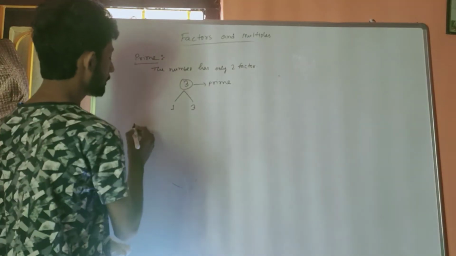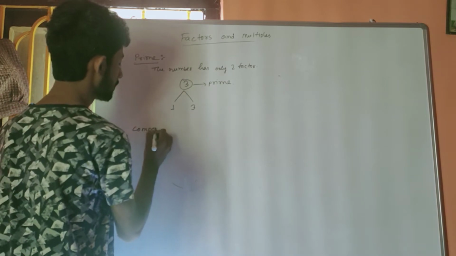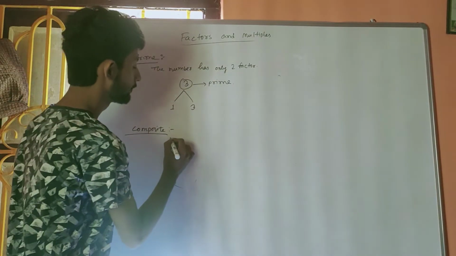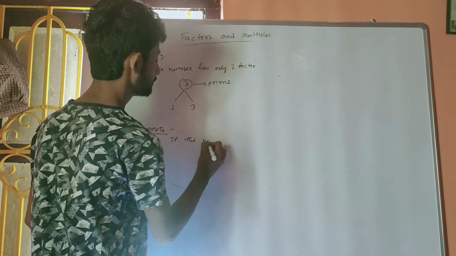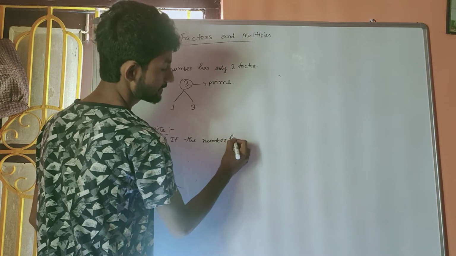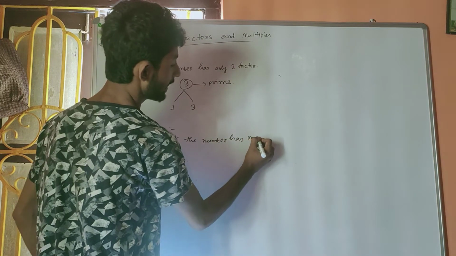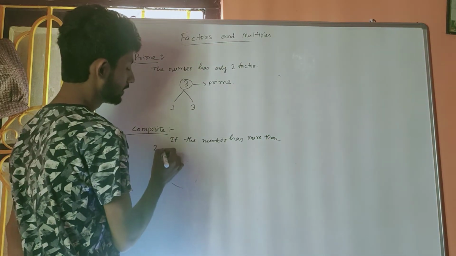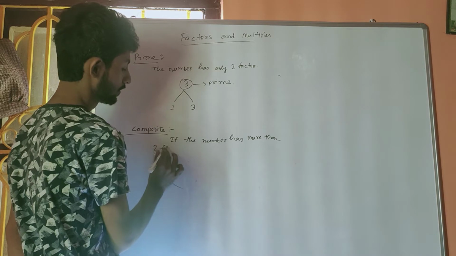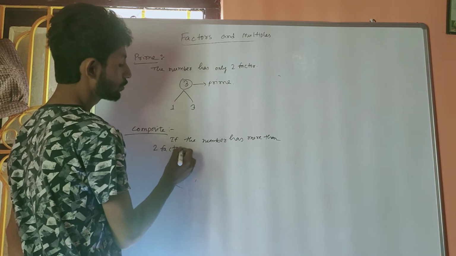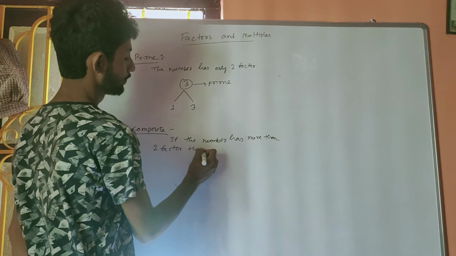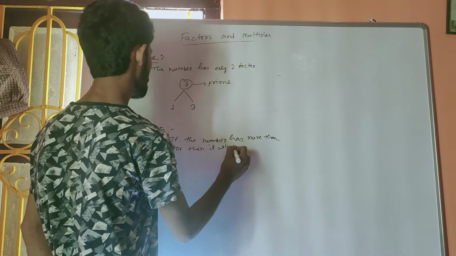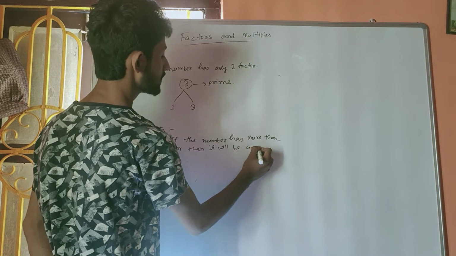And what is composite? Composite will be if the number has more than 2 factors, not just 2 factors, more than 2 factors, then it will be composite.